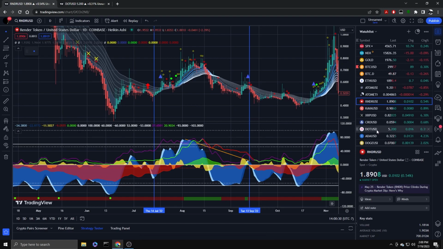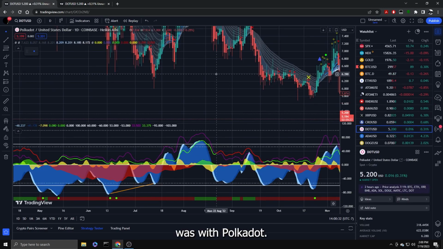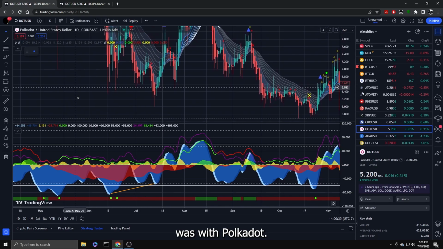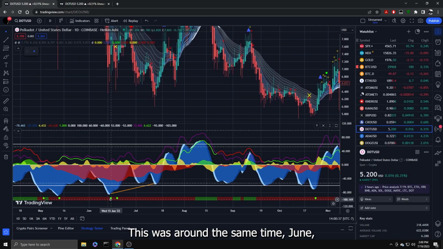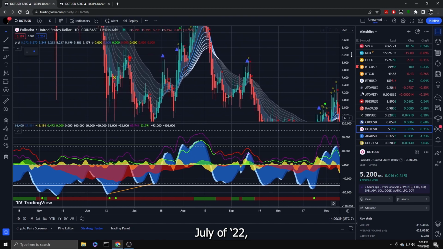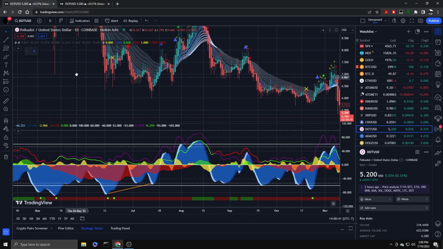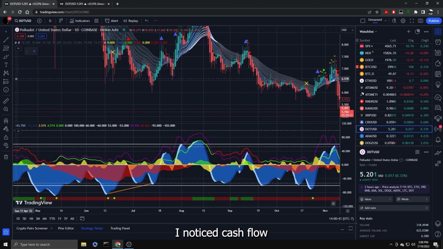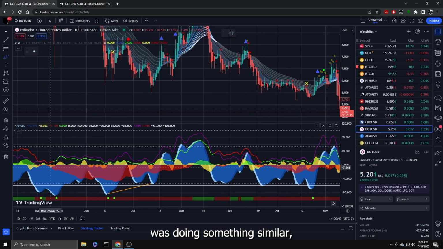Another example was with Polkadot. This was around the same time, June, July of '22. I noticed cash flow was doing something similar.